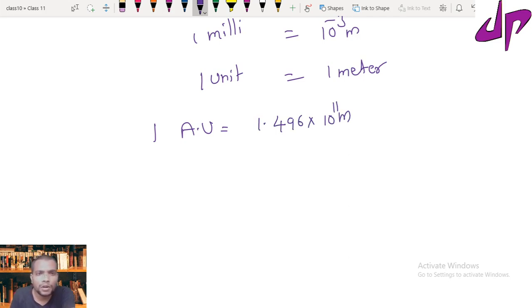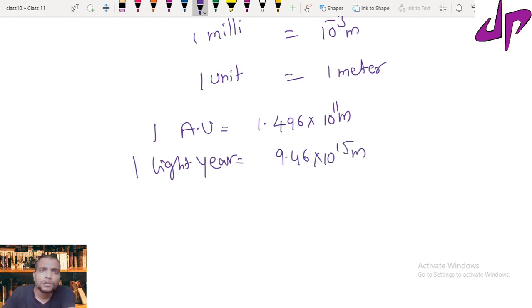And bigger than this, we already know 1 light year, the distance traveled by light in 1 year. It is in the range of 9.46 times 10 power 15 meters. So the largest length measuring unit till now we know is the 1 light year, the distance traveled by light in 1 year.